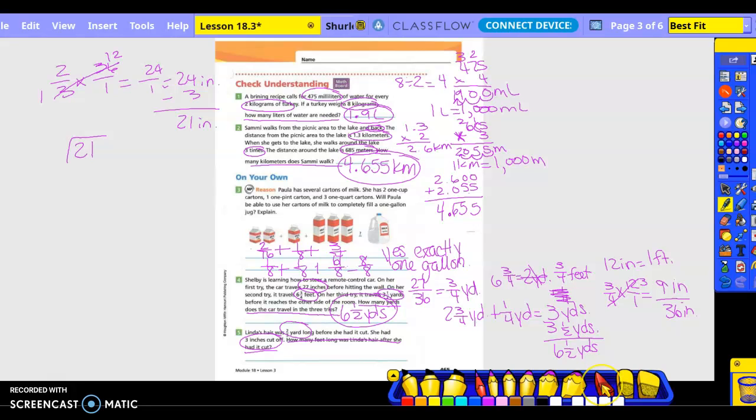So 21 divided by 12 equals what? 21 over 12, which equals what? 1 and 3 fourths, because they want it in feet.